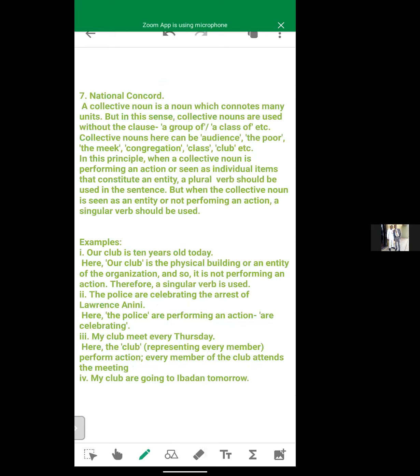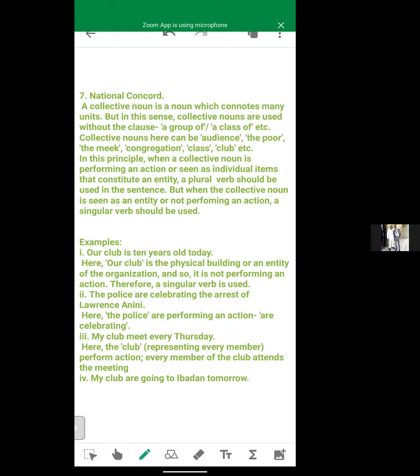So let's see the application of the seventh principle for today. This is titled National Concord. We can see this in types of nouns where we have collective nouns. But here, the collective noun is not used with a group of or a class of, but rather we use a word that connotes a set of people, for instance audience, the poor, the meek, congregation, class, club, etc.